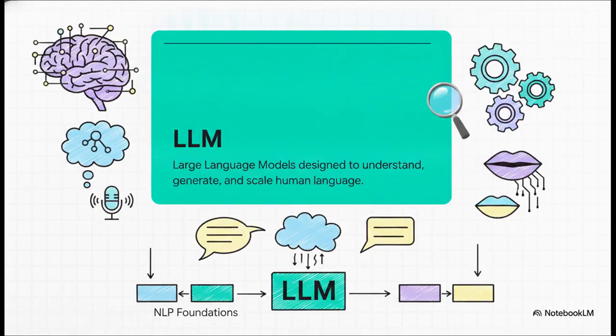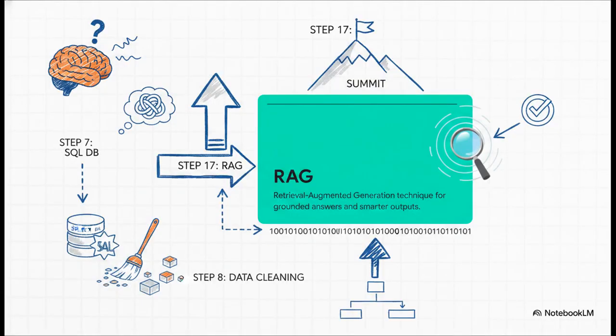And that brings us right to step 16, where it's time to bust some of the biggest jargon in the tech world today. LLMs, or large language models. These are just massive systems designed to deeply understand, generate, and scale human language. Now, this isn't some magic invention that appeared out of nowhere. LLMs are really just the massive, scaled-up evolution of the exact natural language processing foundations we laid down just 2 steps prior.